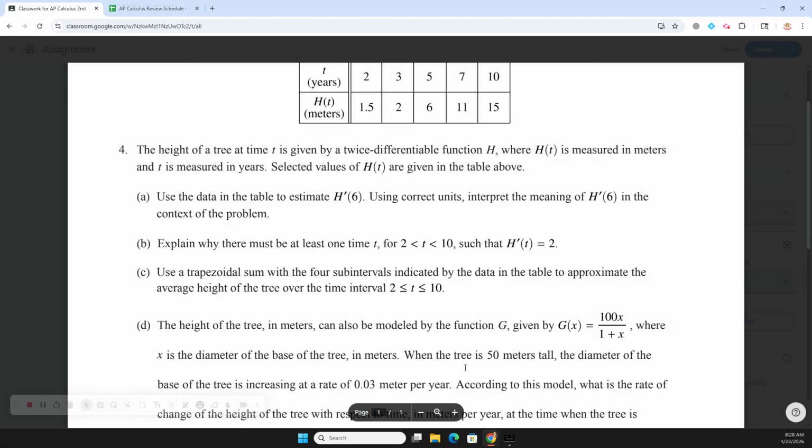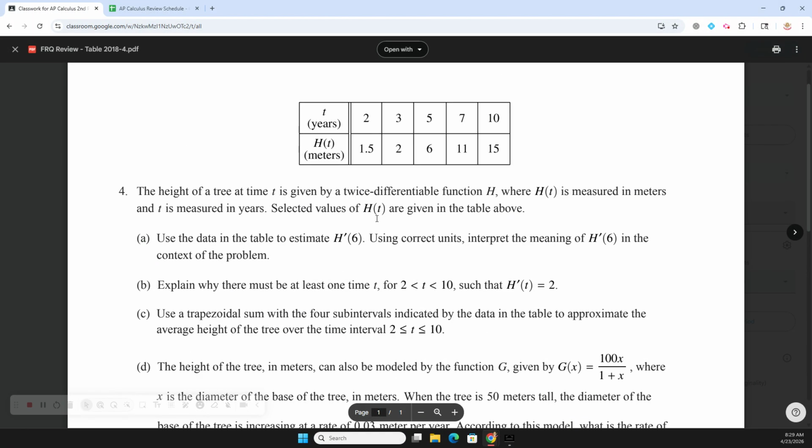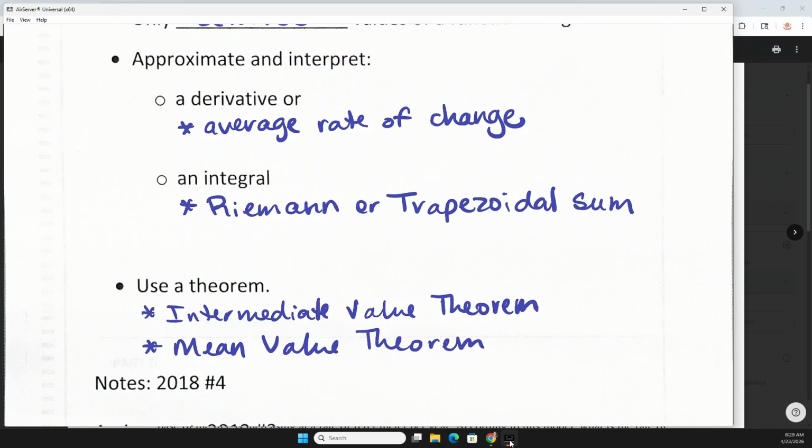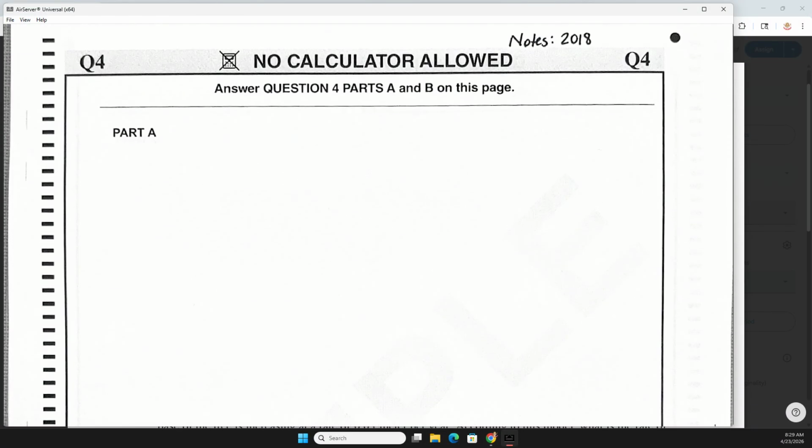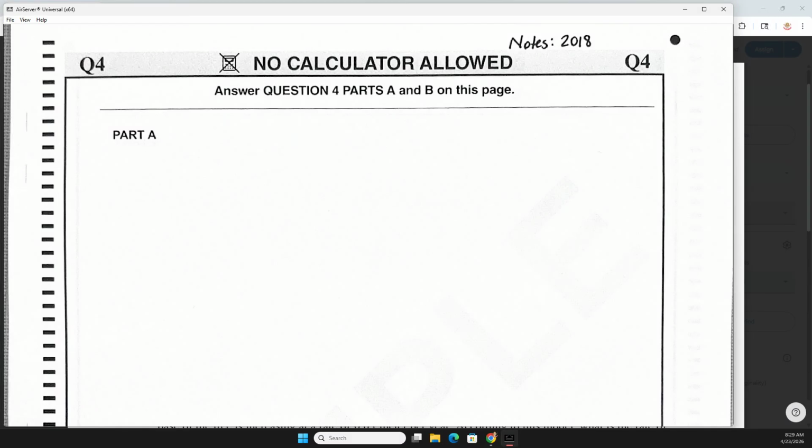All right, A asks us to use the data from the table to estimate h prime of 6 using correct units, or interpret the meaning of it in the context of the problem. To evaluate a derivative, we are going to find the average rate of change, and inside of the t values that we use, 6 has to fall. The best one to use is the interval closest to 6. Now, I do think other intervals will give you your points, but it's good practice just to do the best interval. All right, so open up to number 4 for 2018, and we're going to do all those things.